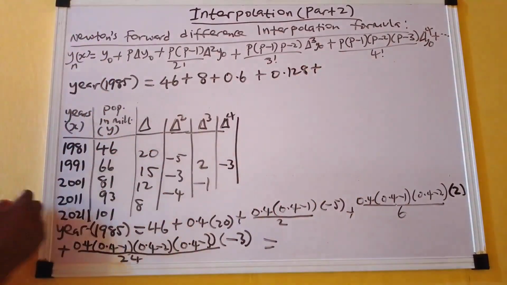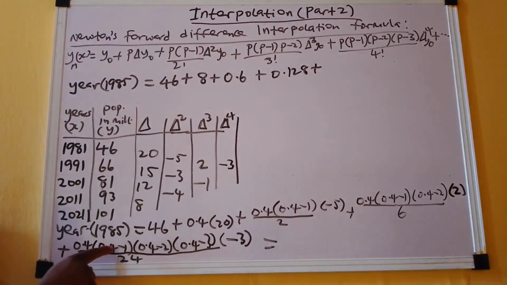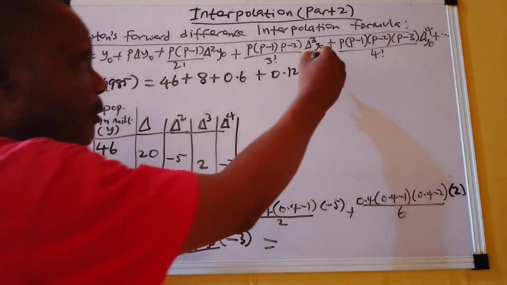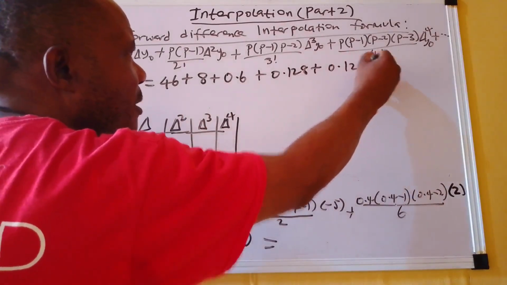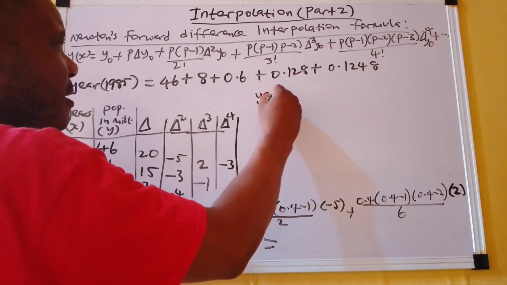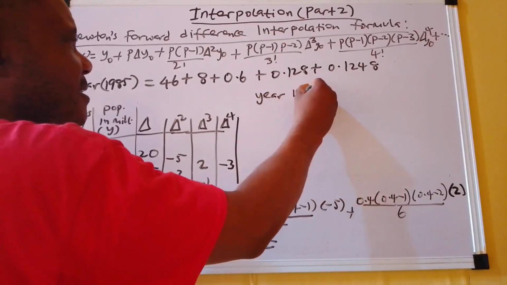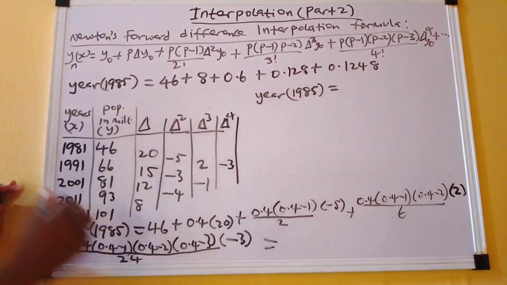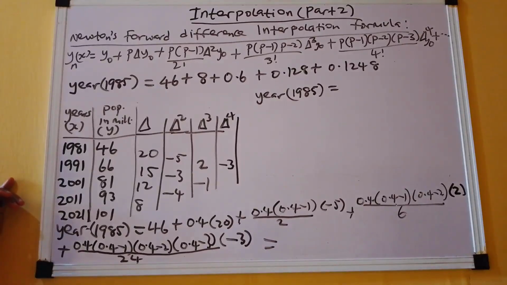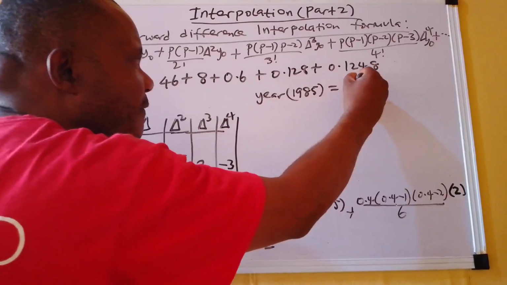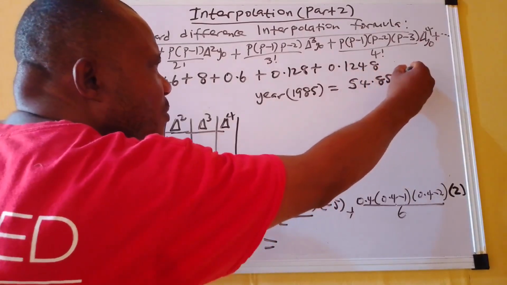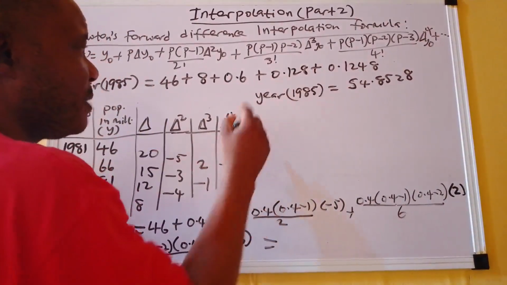0.128 plus, then if you carry out this arithmetic, 0.4 minus 1 into 0.4 minus 2 into 0.4 minus 3 into 0.4, then multiply by minus 3, you are going to get 0.1248. So permit me to continue here. Year 1985 will now be equal to, if you add everything there, you are going to have 54.8528. So we can now approximate to 2 decimal places.